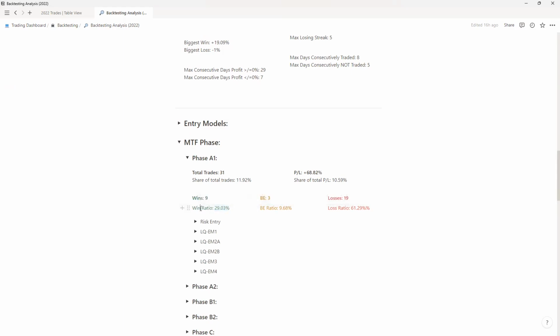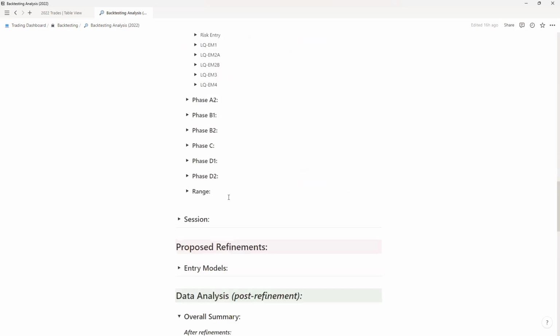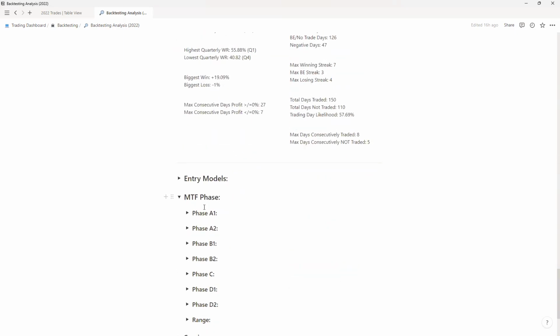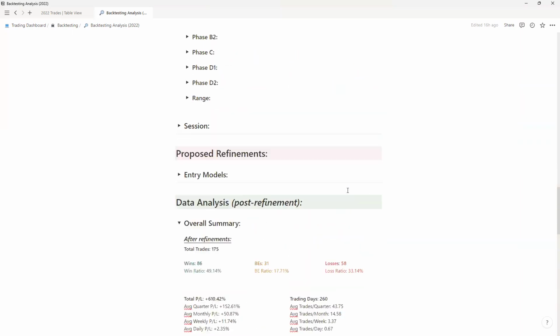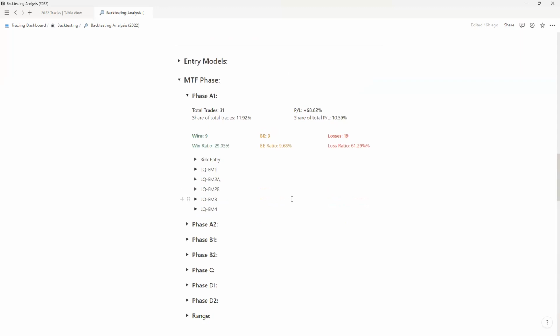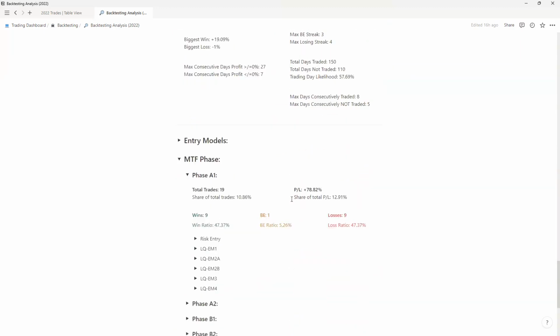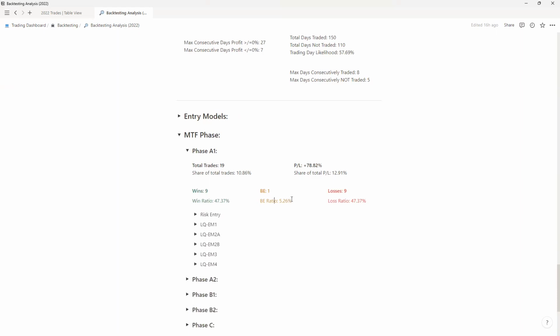So when I saw that, I was like, okay, well, let's go into phase A1. Let's go into our different entry models and see how we can boost our win rate, reduce some of these losses at 19. And if we scroll down, you're going to be able to see that we did exactly that, because if we go on to phase A1, you can see we've now boosted our win rate to 47.37%. Our losses have gone down to 9. So they were previously at 19. So we've eliminated 10 losses, and that will all be through those refinements that we were trying to make to improve our strategy. And as we can see here, that's made a huge improvement to phase A1.